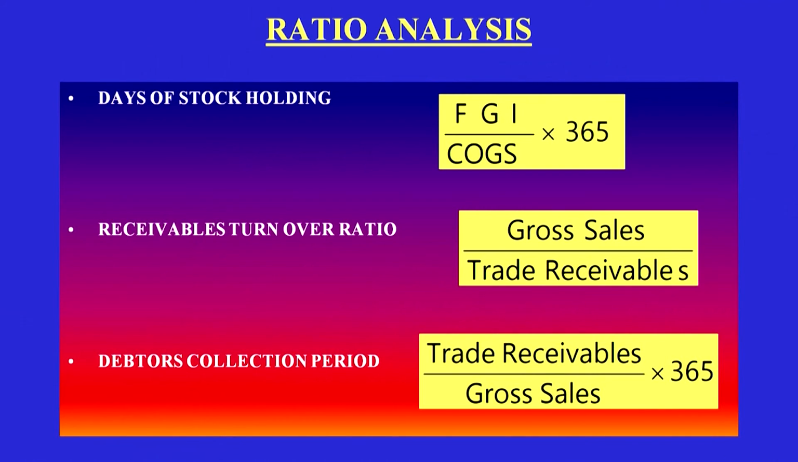So, here the next ratio is the receivables turnover ratio. Receivables turnover ratio is gross sales divided by the trade receivables. How much of their total sales are on credit? For the company who is going to be the borrower from the company making the analysis, this ratio is also important, that is gross sales divided by the trade receivables, or you can take the net sales also, there is no harm in it. Gross sales minus sales returns gives the net sales, and then you divide by the trade receivables, meaning the accounts receivables.